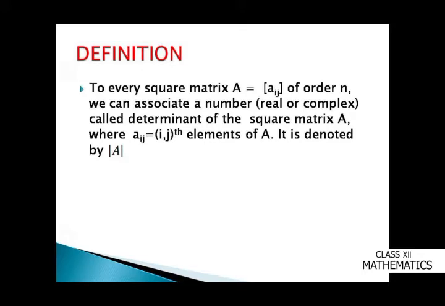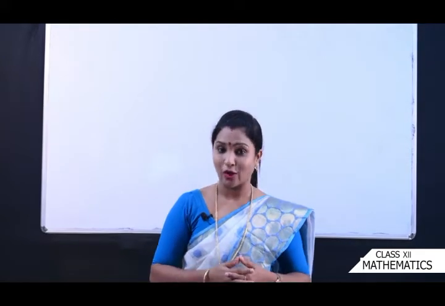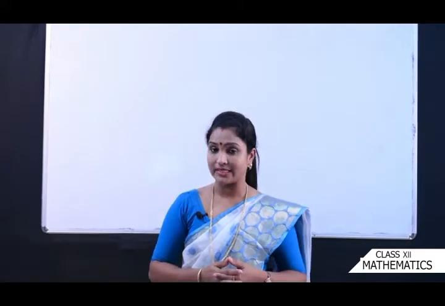If you see the definition, it says that to every square matrix A equal to [aij] of order n, we can associate a number, that can be real or complex, called the determinant of the square matrix A, where aij is the (i, j)th element of A. I know that the definition is not clear to you. I'll explain it once again.